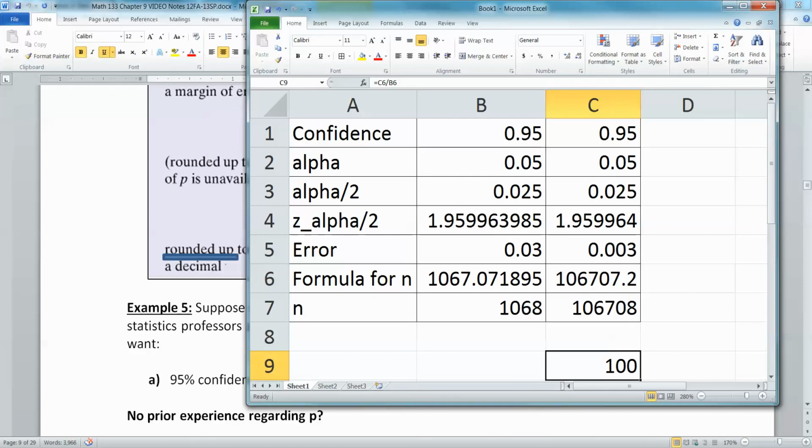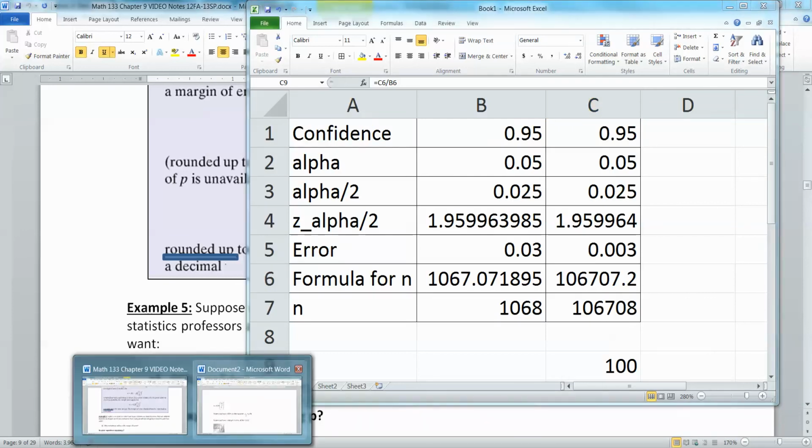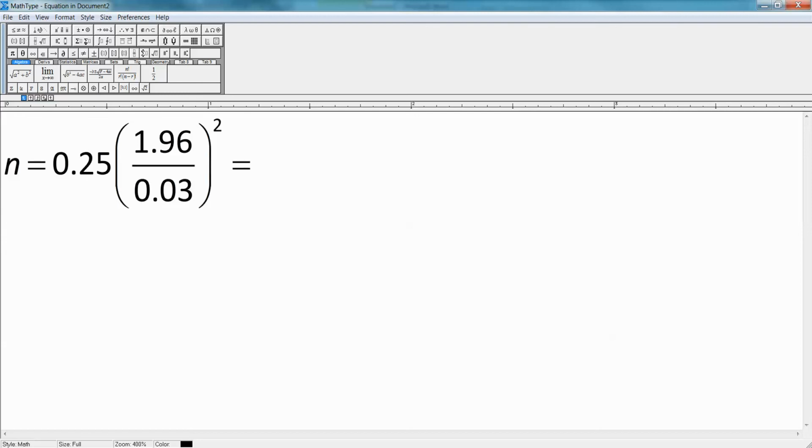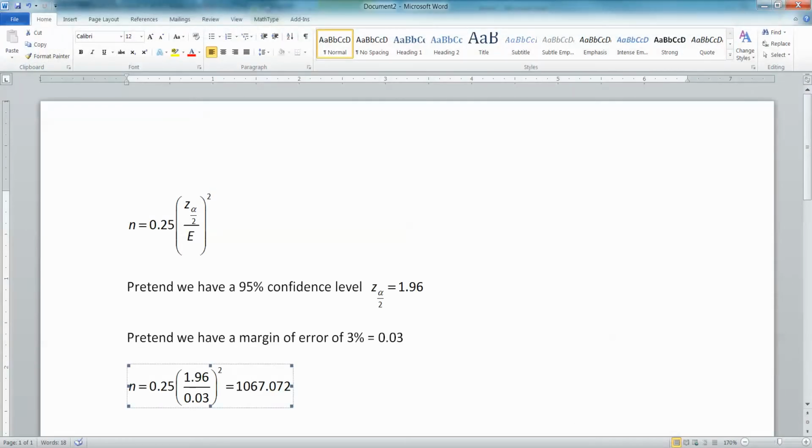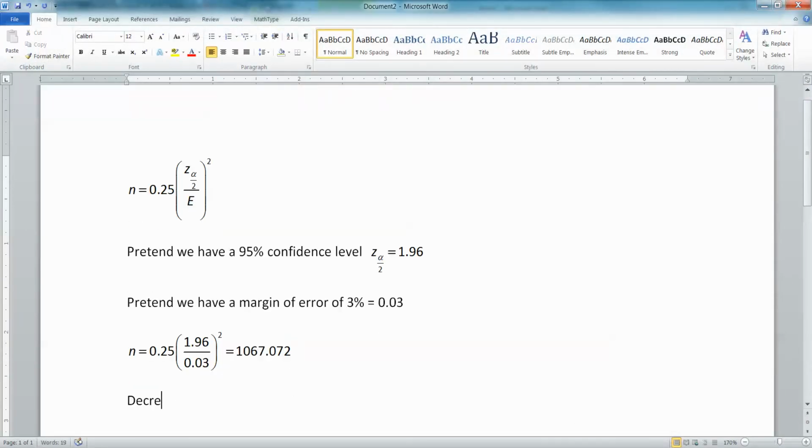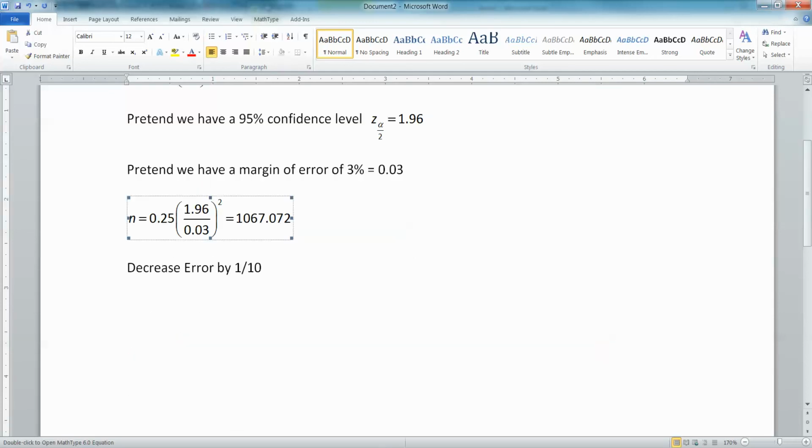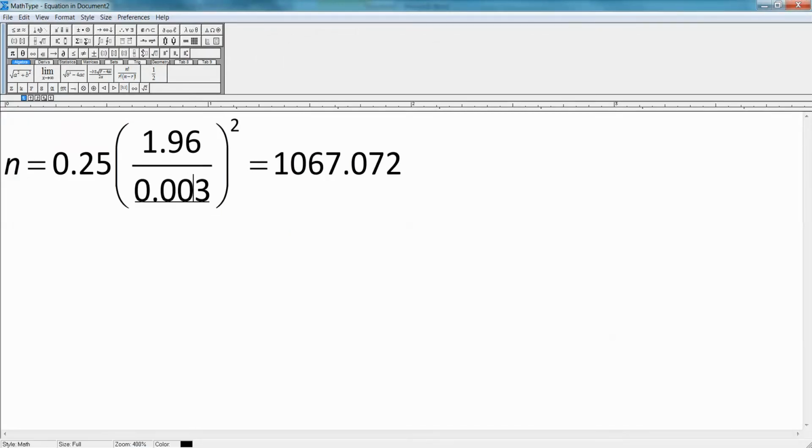Where did that come from? Was that just crazy? No. What's happening is, we found this to be 1067.072, just so we know for later. And then you would round it. So when we decrease the error by 1/10, what happened? In here, it becomes 0.003, squared. But what that meant is that this decimal place moved to here.